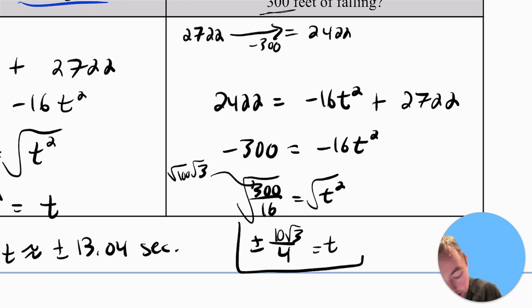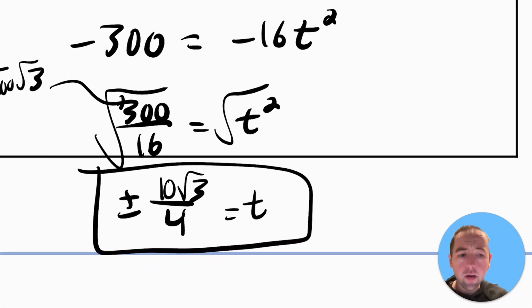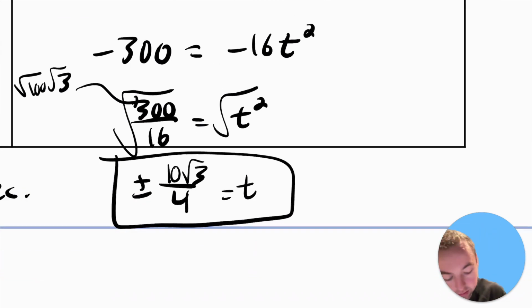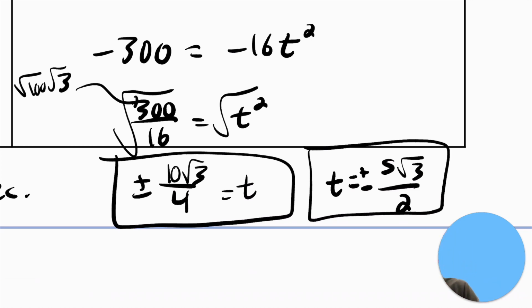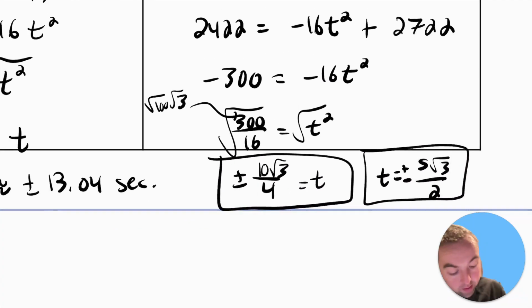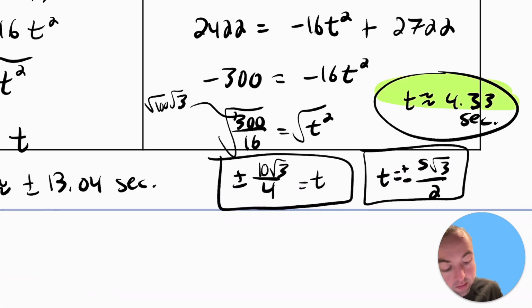So yeah, you get that right there as the exact solutions, and now that I zoom into that even a little bit more, and I think about 10 over 4, that can even be reduced. So even simplifying further, we can write that as 5 root 3 over 2. Then plus or minus of that, those would be the times. Now as a decimal, it's about 4.33. So at about 4.33 seconds, that's when we would see it fall the first 300 feet.